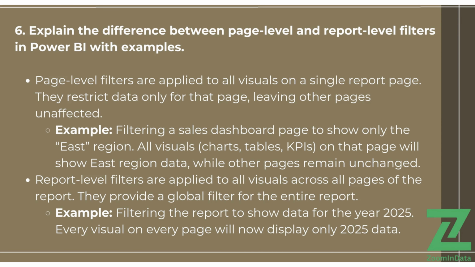Sixth question: explain the difference between page level and report level filters in Power BI with examples. Page level filters are applied to all visuals on a single report page. They restrict data only for that page, leaving other pages unaffected. Example: filtering a sales dashboard page to show only the East region. All visuals, charts, tables, and KPIs on that page will show East region data, while other pages remain unchanged.